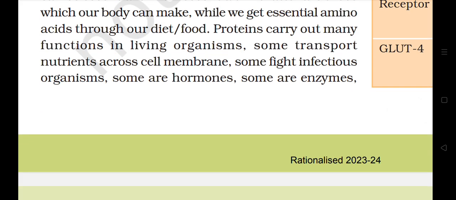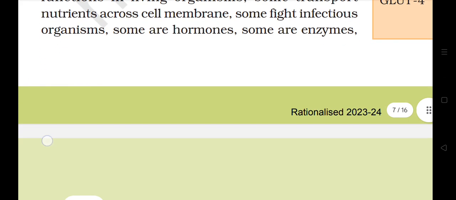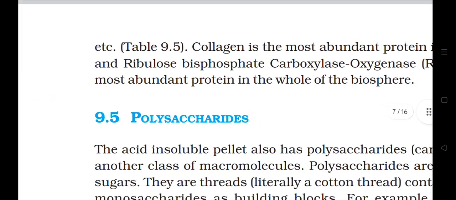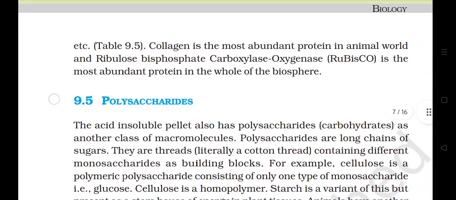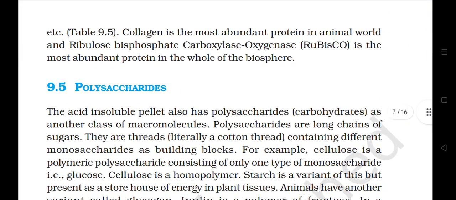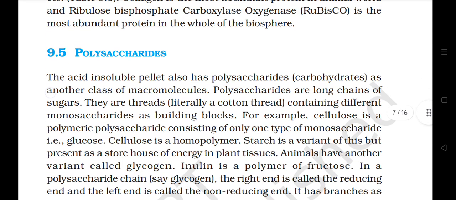Proteins carry out many functions in living organisms. Some transport nutrients across the cell membrane, some fight infectious organisms, some are hormones, some are enzymes, etc. Table 9.5. Collagen is the most abundant protein in the animal world, and ribulose bisphosphate carboxylase oxygenase, rubisco, is the most abundant protein in the whole biosphere.